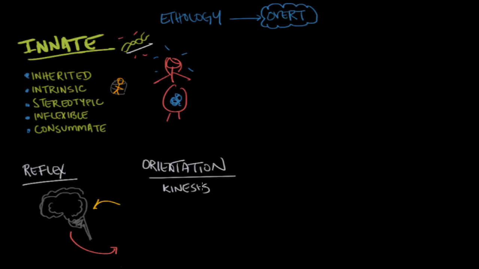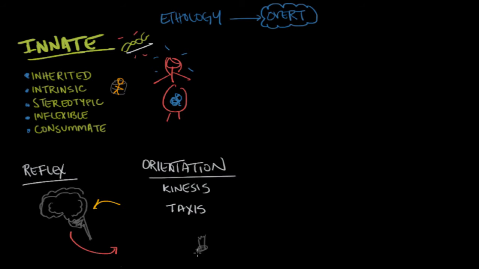And the next one would be taxis. Taxis is a movement towards. So a movement towards would be positive taxis, or a movement away from, and that would be negative taxis, but movement towards or away from a stimulus. An example of this that you're probably quite familiar with would be insects and light.